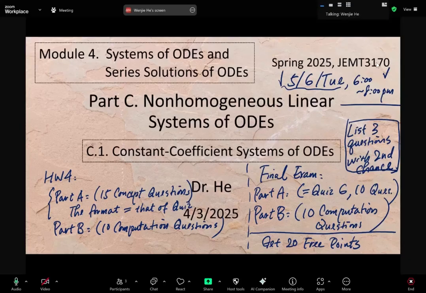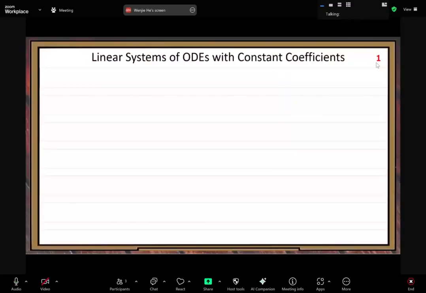C.1, constant coefficient systems of ODEs. Let's solve this linear system. Although the coefficients are constant, remember we need to work on the non-homogeneous case. Homogeneous is very easy, but for non-homogeneous there is a G term, and we need to find a way to get a particular solution.